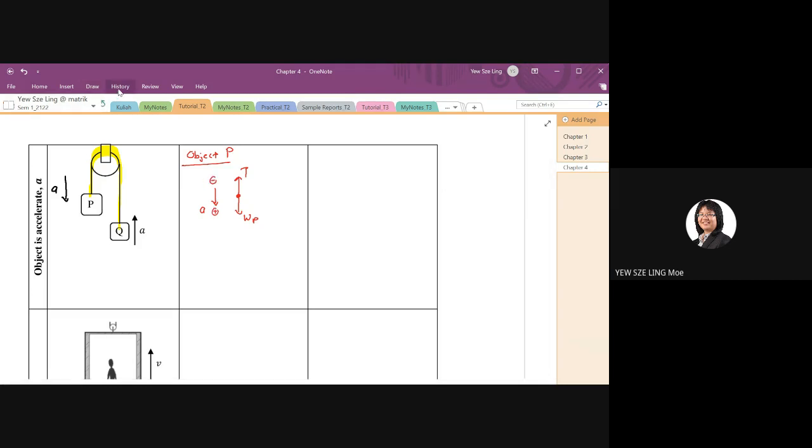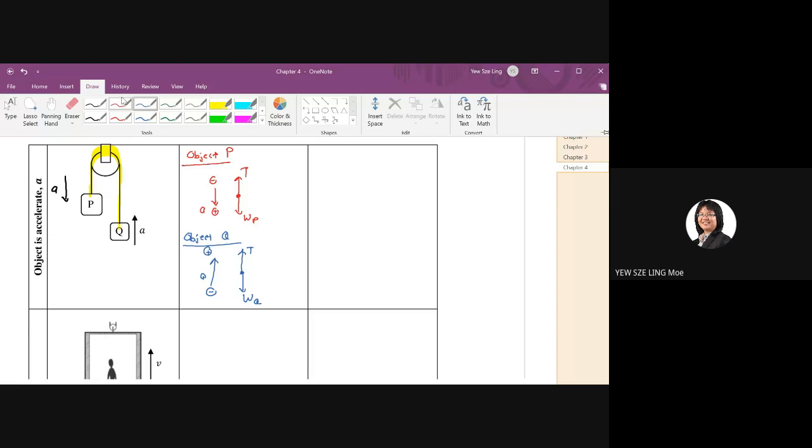So for object Q, now I have an object Q. So this is the object. Again, object Q is an object that comes with weight. So I have WQ and then I have a tension going upwards because it's being hung by a string. And this tension is just T because it's being hung by the same string as object P just now. But for this one, for object Q, now your A is going up. Therefore, we are going to take upward as the positive direction, downward as the negative direction.